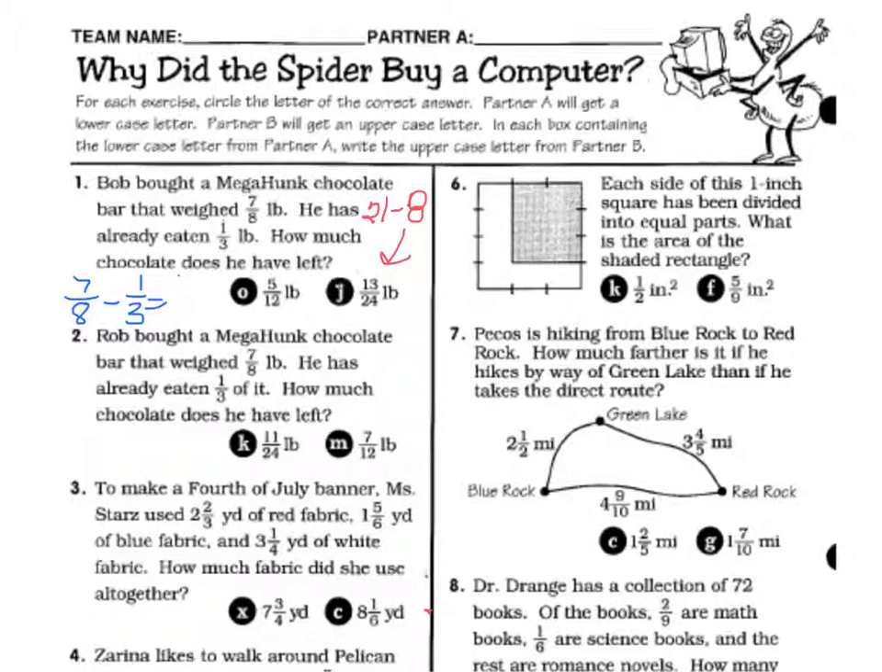So if this whole thing is 1, this is 2/3, and area is length times width, and then this is broken into 4 sections, so this is 3/4. So we have 2/3 times 3/4, which is 6/12 or 1/2. So that's how you do the multiplication.